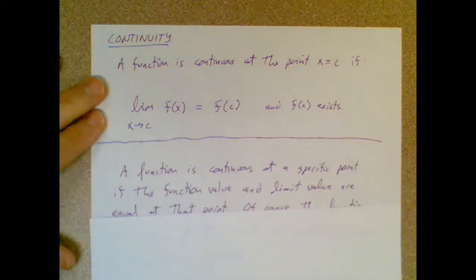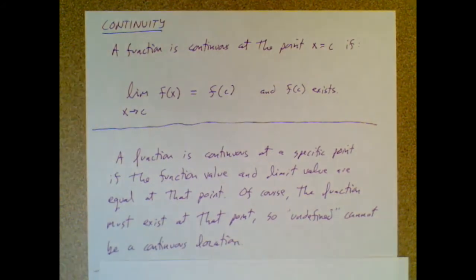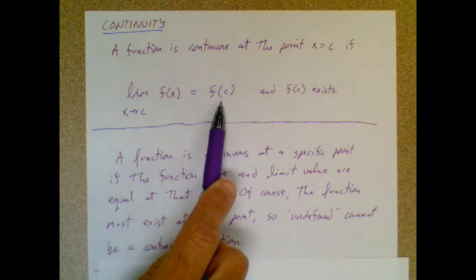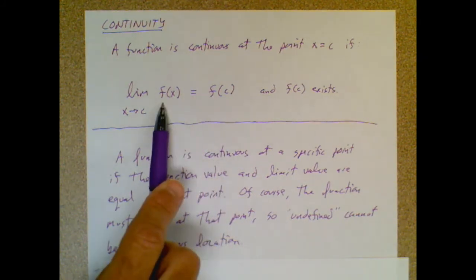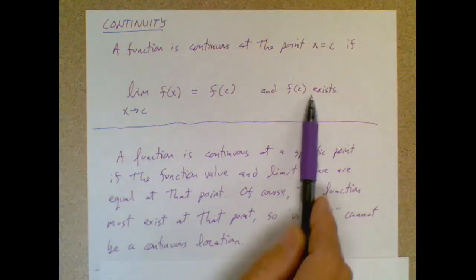But before that, let's put it into some more common English. A function is continuous at a specific point if the function value and the limit value are equal at that point. Function value and limit value are equal at that point. And of course, that point has to exist.